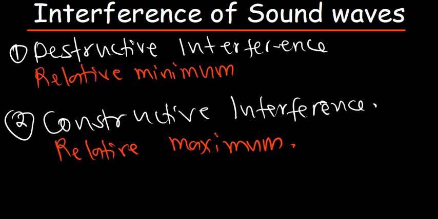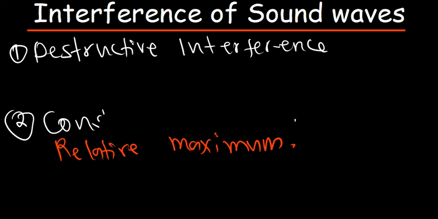Now we are saying that if we have two waves and those two waves interact, they are going to interfere with each other. So it can either form a destructive interference or a constructive interference. So let's begin our discussion with destructive interference. What is destructive interference?